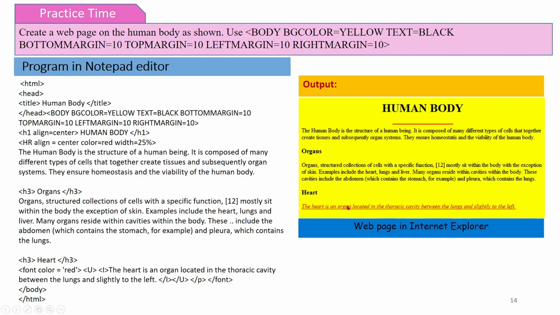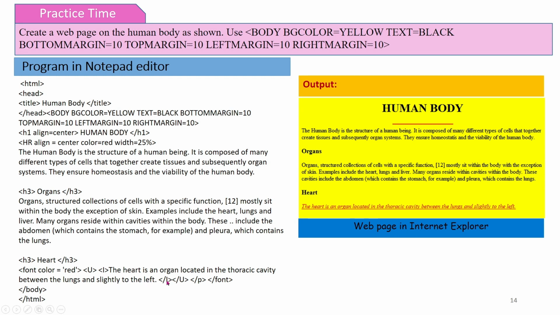So we will also use some formatting feature here. Font color is equal to red. So the font color you can see it is red, and underlined and italic. It is underlined U, then I for italic. Then I have written the text: the heart is an organ located in the thoracic cavity between the lungs and slightly to the left.